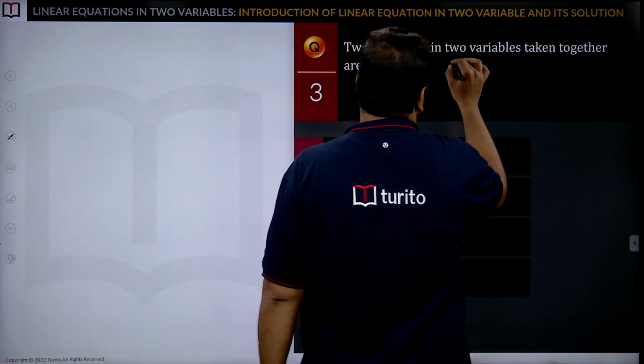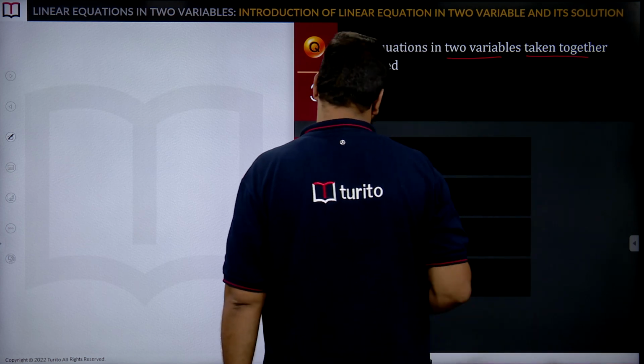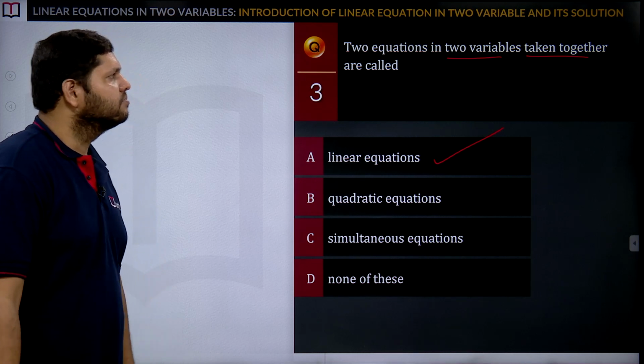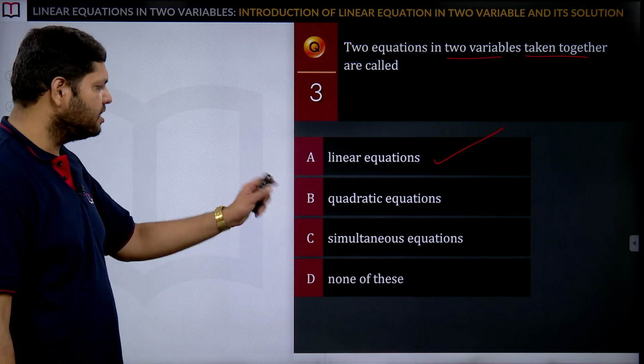Next one. Two equations in two variables taken together are called what, children? We can say linear equations. Two equations, two variables, we can say linear equations. Okay.